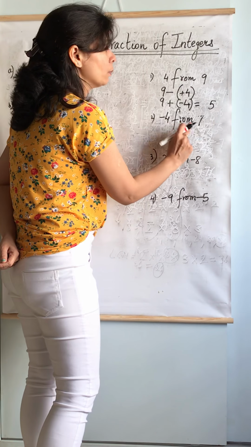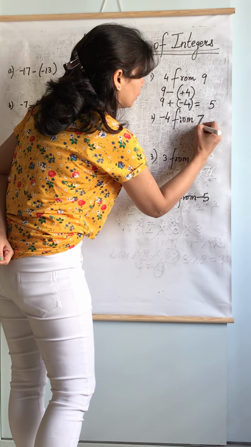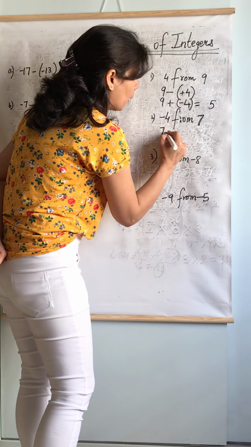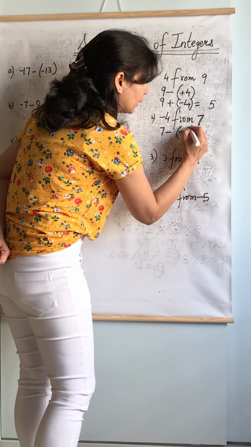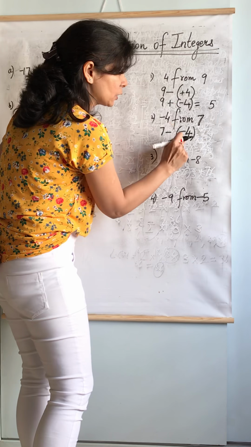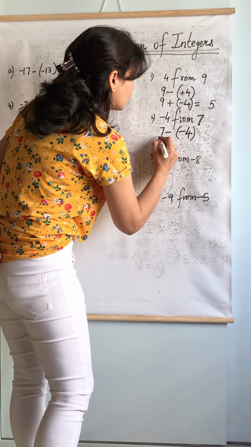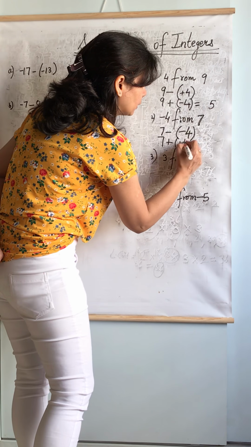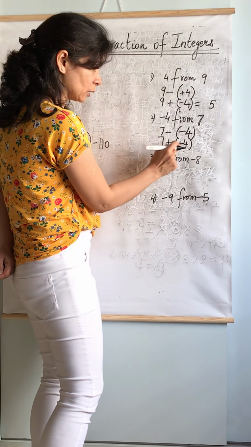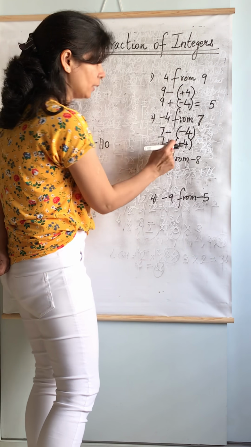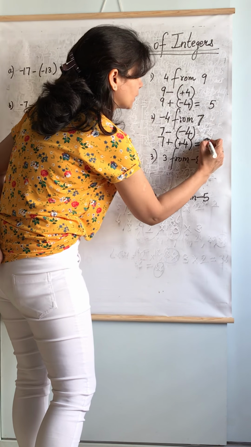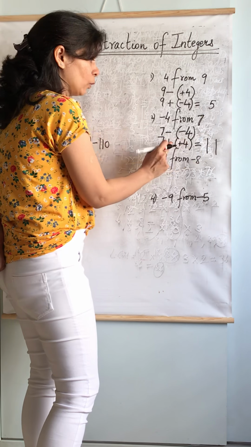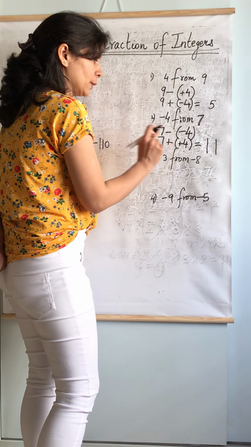Subtract minus 4 from 7. So write 7 first. 7 minus 4. This minus 4 I have written here. Now change the sign. 7, this minus will become plus, this will become plus. So 7 plus 4, like signs, just add, and your answer will be 7 plus 4 is equal to 11, and it will be plus 11. Okay, because both the integers have plus sign.